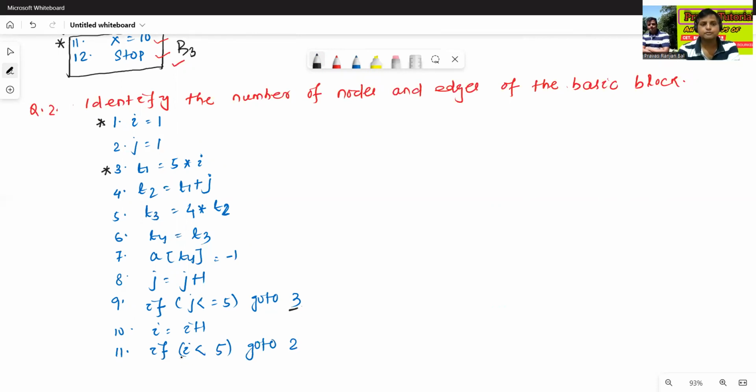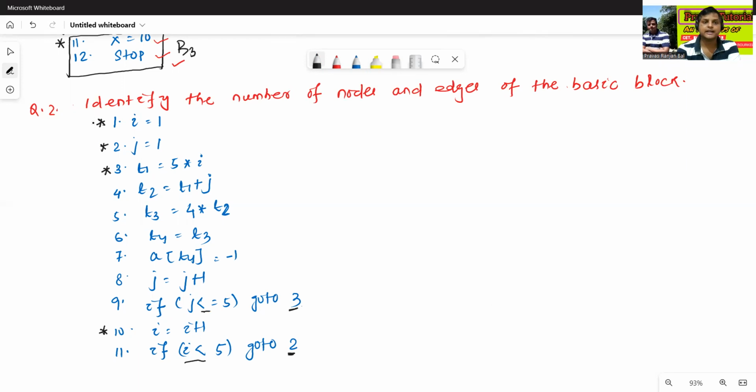Then this is one more conditional statement, go to 2. Go to 2 means the second statement must be a leader. What is the third point? The statement immediately following a conditional statement. Line number 9 is a conditional statement, so line number 10 is a leader. Then we check the statement immediately following line number 11. There is no statement, so there are 4 leaders. Now we'll construct the basic blocks.